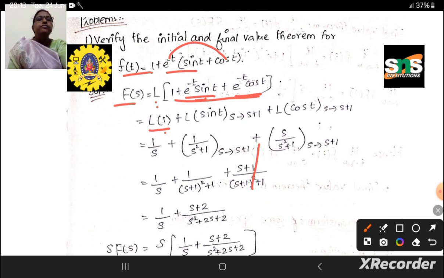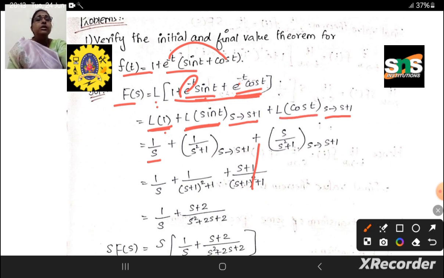Next we go for applying the formula. L of 1 is nothing but 1 by s. For e power minus t into sin t, we replace s by s plus 1 using the first shifting theorem, and L of f of t we can take. The same thing for e power minus t into cos t: we write s tends to s plus 1 and L of f of t.